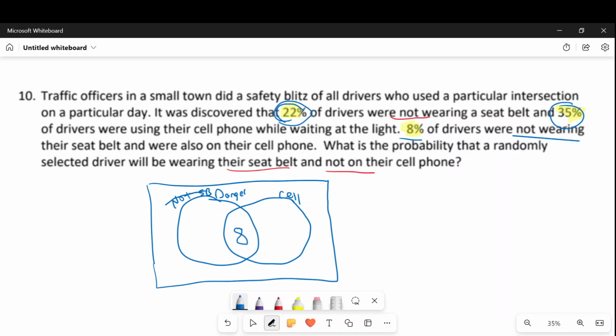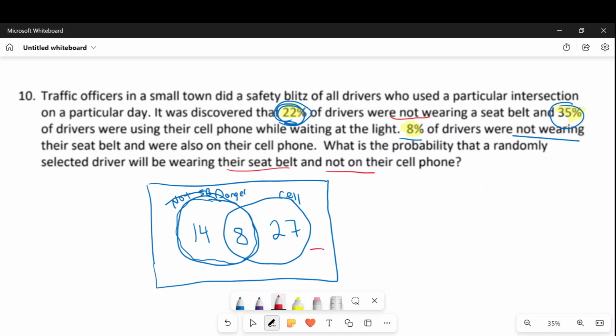And now I can go backwards and talk about the 22% or 22 people not wearing a seatbelt. So this circle is where all of those dangerous not seatbelt wearers go. I've already counted 8 of them, and I need 22 total. So if I do 22 subtract 8, I get 14. So that circle adds to 22. And then the cell phone circle, I know 35% of the people were using their cell phone. So I've already counted 8 of them in the middle. So there's 27 people out here.